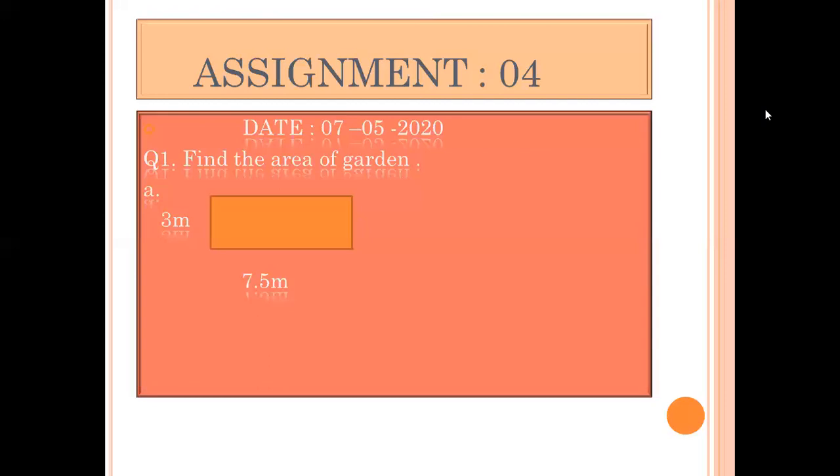Students, I hope you understand all this lecture and you remember the formulas of area of a rectangle and a triangle.